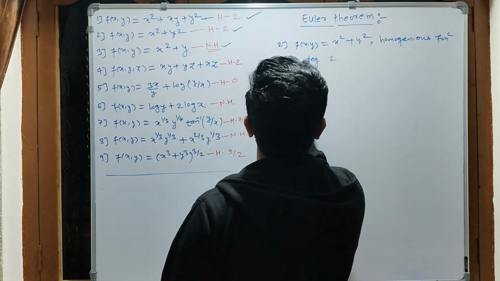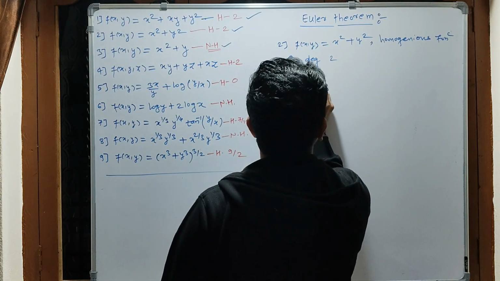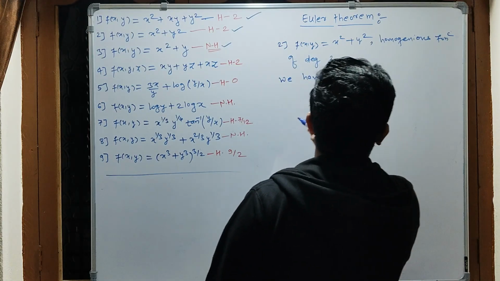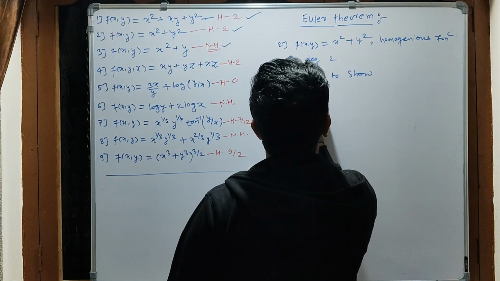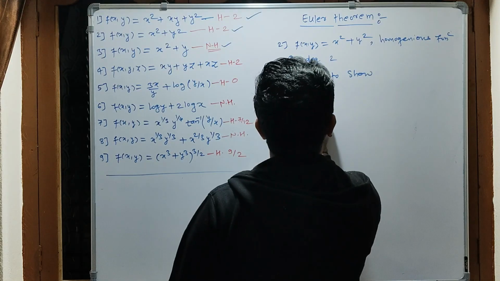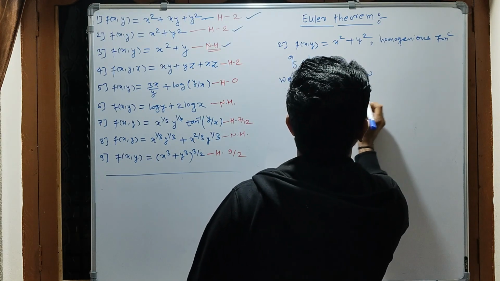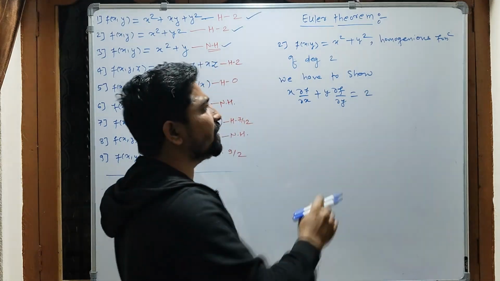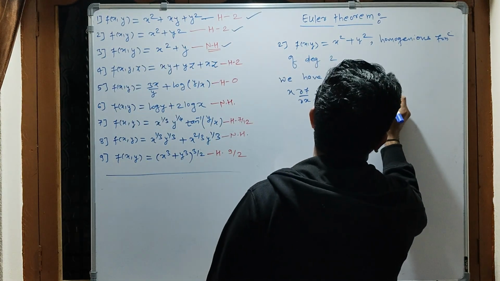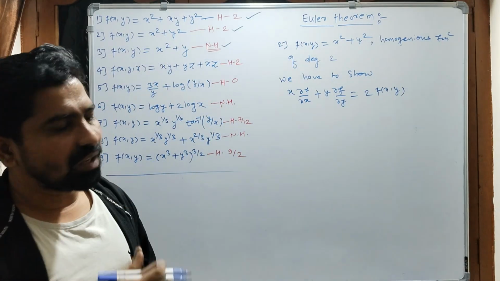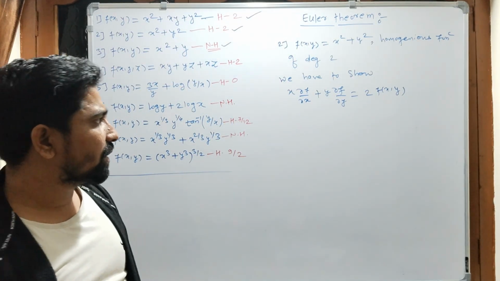Now we have to show here x times ∂f/∂x plus y times ∂f/∂y equals n times f of x comma y, where n is 2. So we have to show this. This is the statement of my Euler theorem.